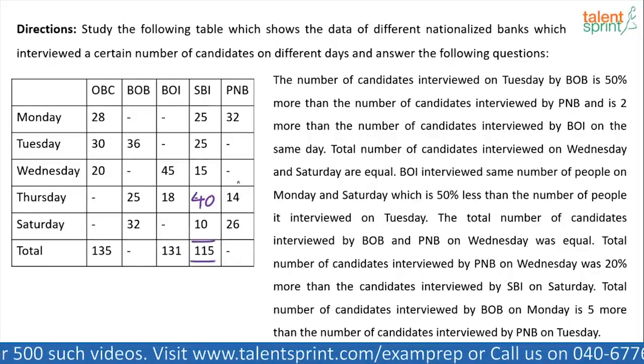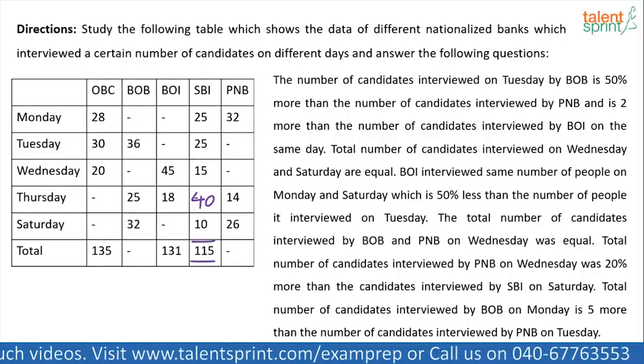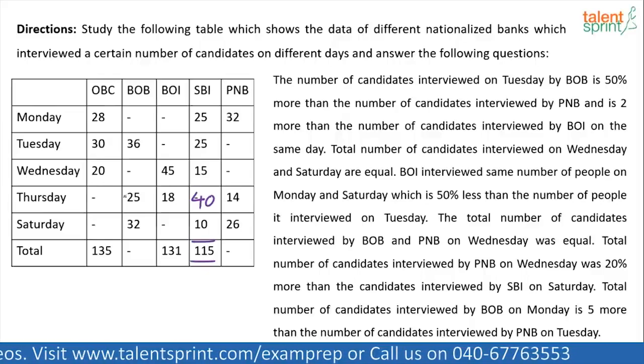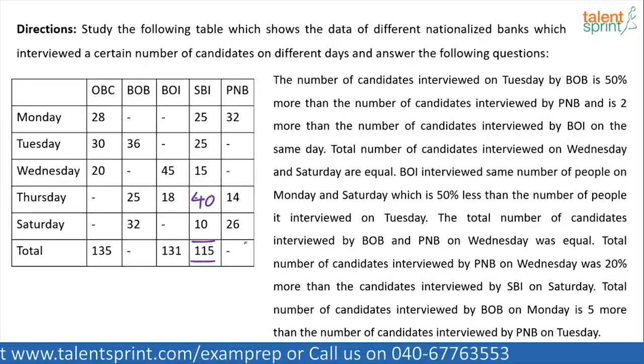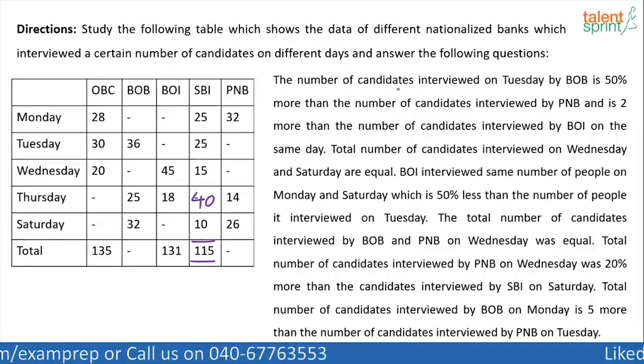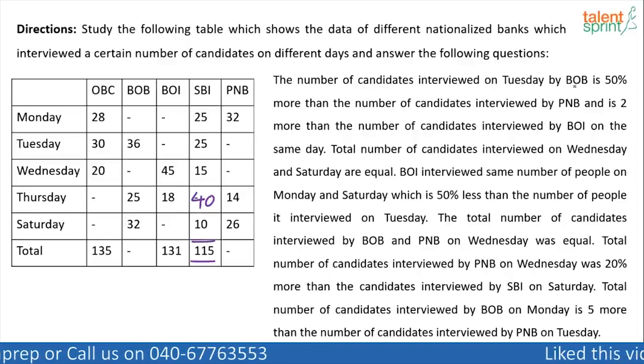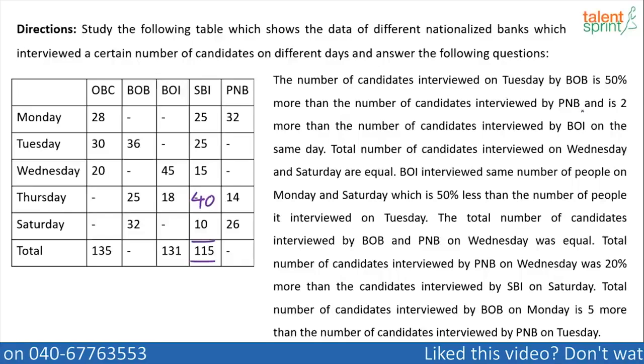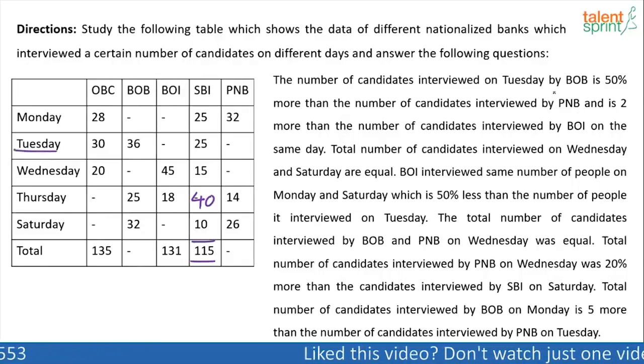Can we do the same for PNB? No. So the only value that we can find out using the table itself is the number of candidates interviewed by SBI on Thursday. Now for the rest of the values, we have to go back to the passage. Now look at the passage here. The number of candidates interviewed on Tuesday by BOB is 50% more than the number of candidates interviewed by PNB. So he's talking about Tuesday, right? The number of candidates interviewed on Tuesday by BOB.